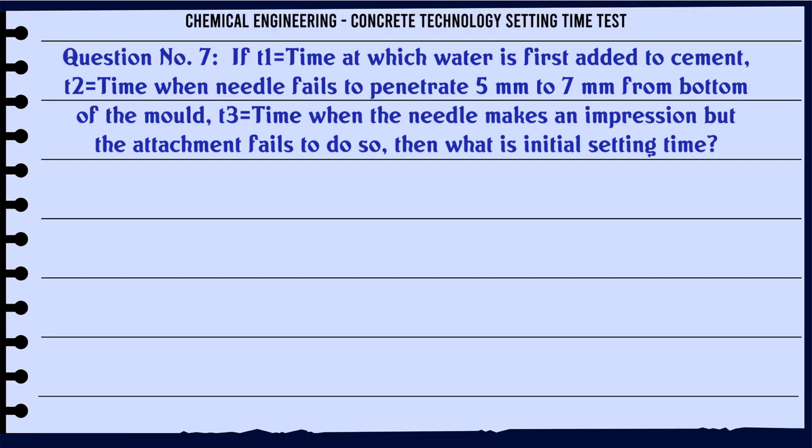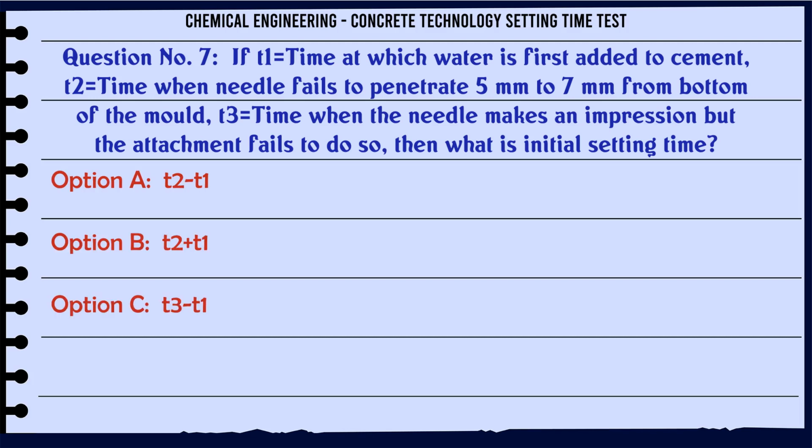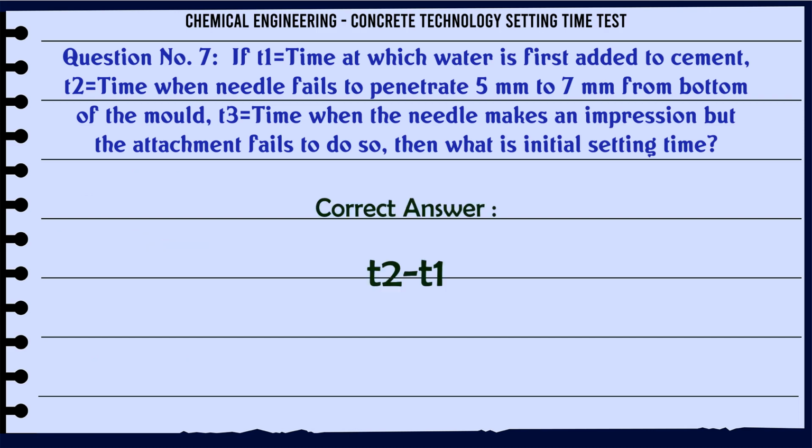If T1 is the time at which water is first added to cement, T2 is the time when the needle fails to penetrate 5 mm to 7 mm from the bottom of the mold, and T3 is the time when the needle makes an impression but the attachment fails to do so, then what is the initial setting time? A T2 - T1, B T2 + T1, C T3 - T1, D 2 T1. The correct answer is T2 - T1.